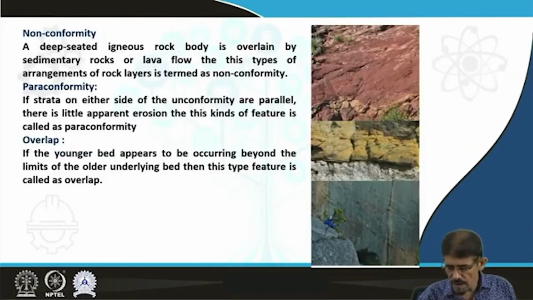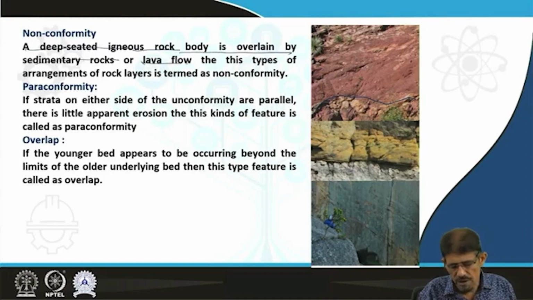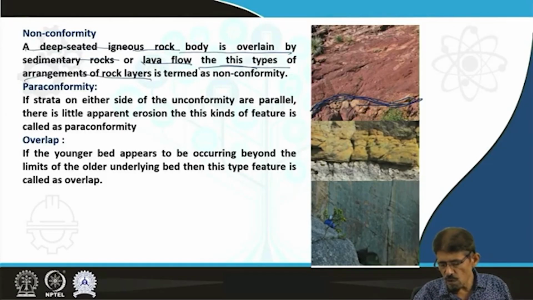Next is nonconformity. Nonconformity is where igneous or even other primary rocks are overlain by secondary or different rocks like sedimentary rocks or even volcanic rocks also. A deep-seated igneous rock body is overlain by sedimentary rocks or lava flow belonging to the igneous rock but of volcanic origin. This type of arrangement of rock layers is recognized as nonconformity. You can see here the igneous rock overlain by the basaltic flow or rhyolitic flow.